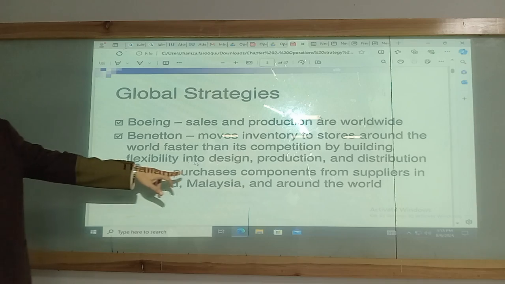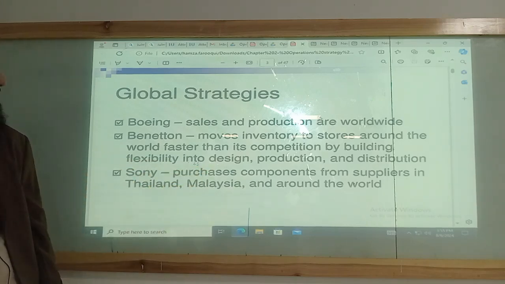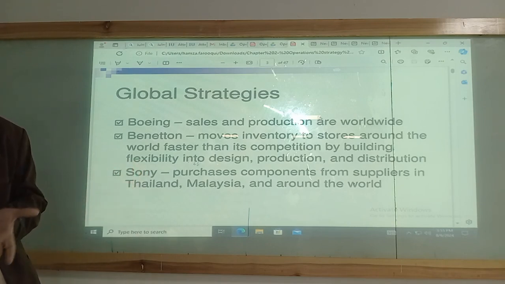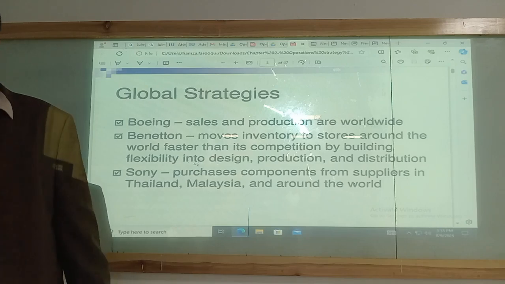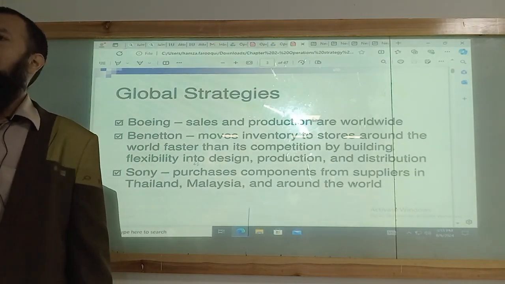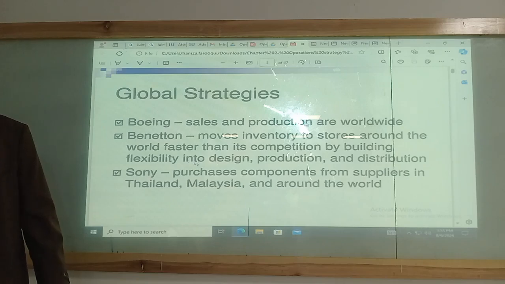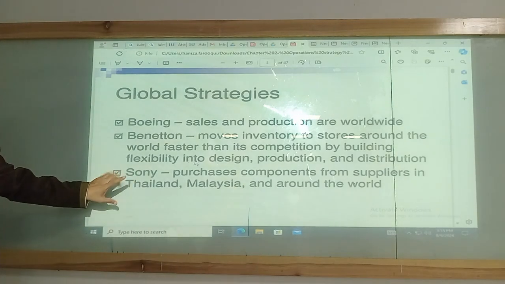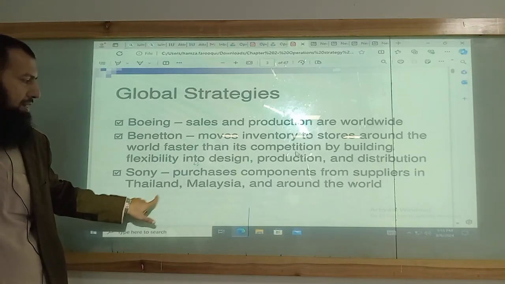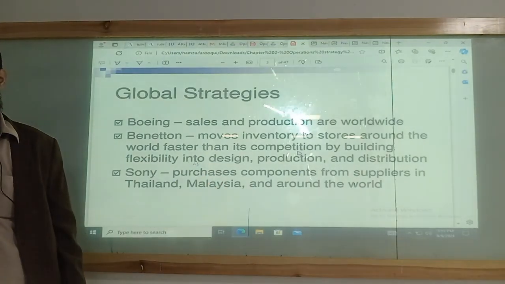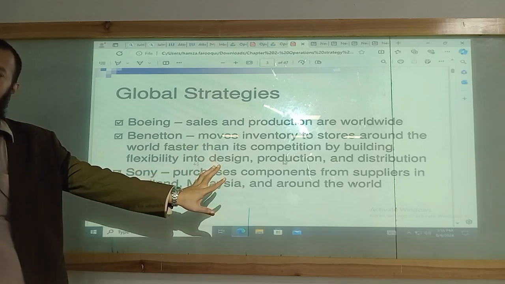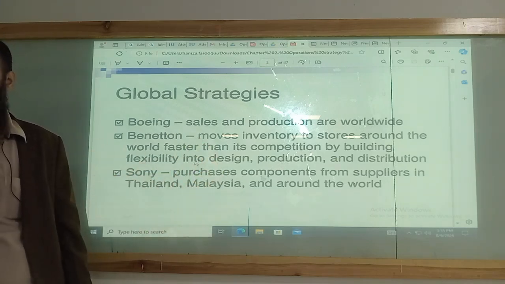Sony purchases components from suppliers in Thailand, Malaysia and around the world. You might have heard about Sony. Do you have any Sony appliance at home? A television, I guess. One of the best televisions, it has a much longer life than other televisions. So you see how Sony produces a product: it purchases components from Thailand, Malaysia and around the world, all assembled in Japan, or at times assembled in China, even other parts of the world. Okay, next.